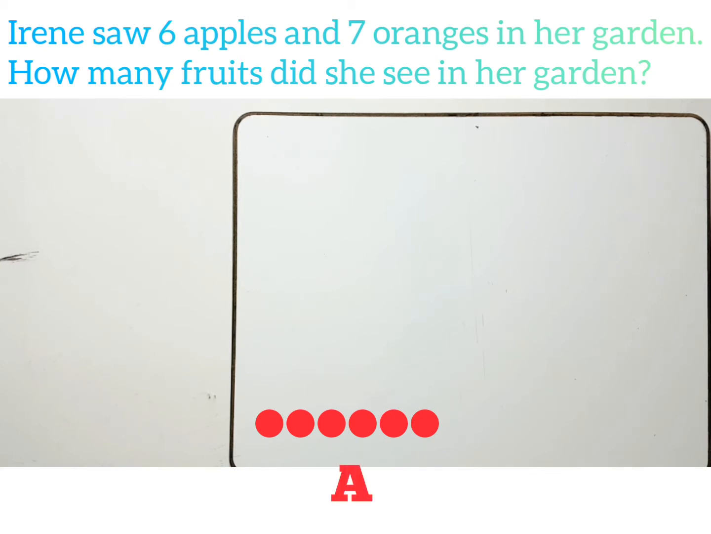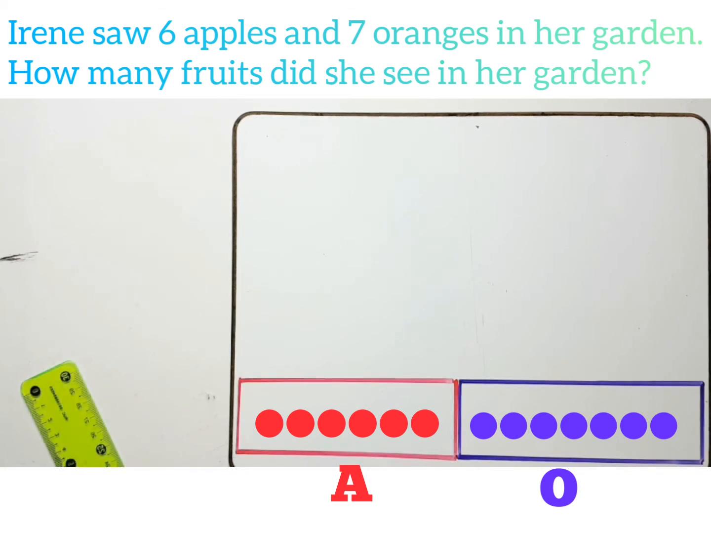I'm going to put an A for apple. And how many oranges did I have? That's right, 7. I'm going to write an O for oranges. That way I can keep track of them. Another thing I'm going to do to keep track of them more easily is draw a box around them. What else can I do so I can tell quickly how many fruits I have in each box? I can label them. So I'm going to write a 6 for the apples and a 7 for the oranges.